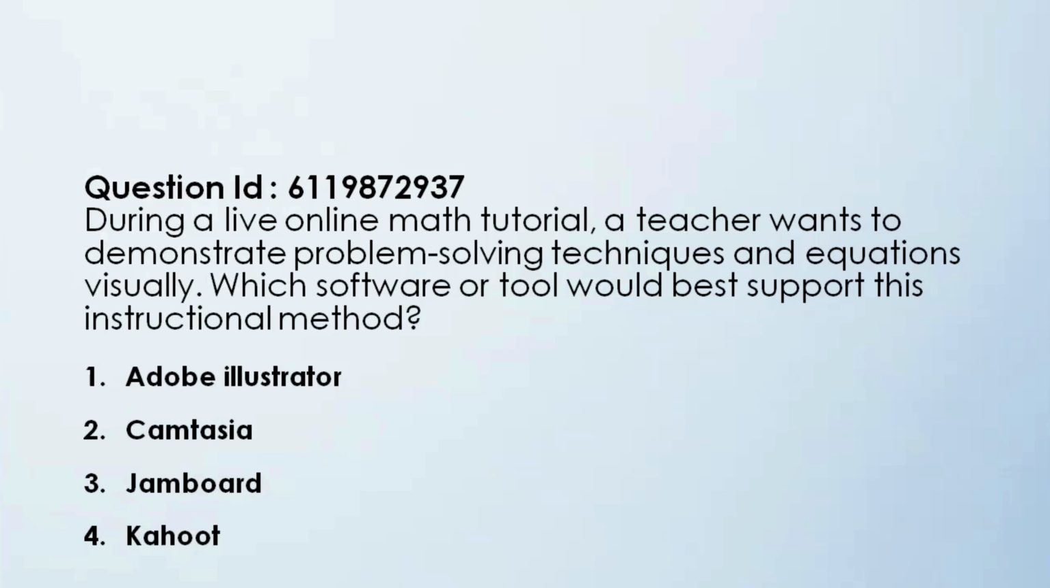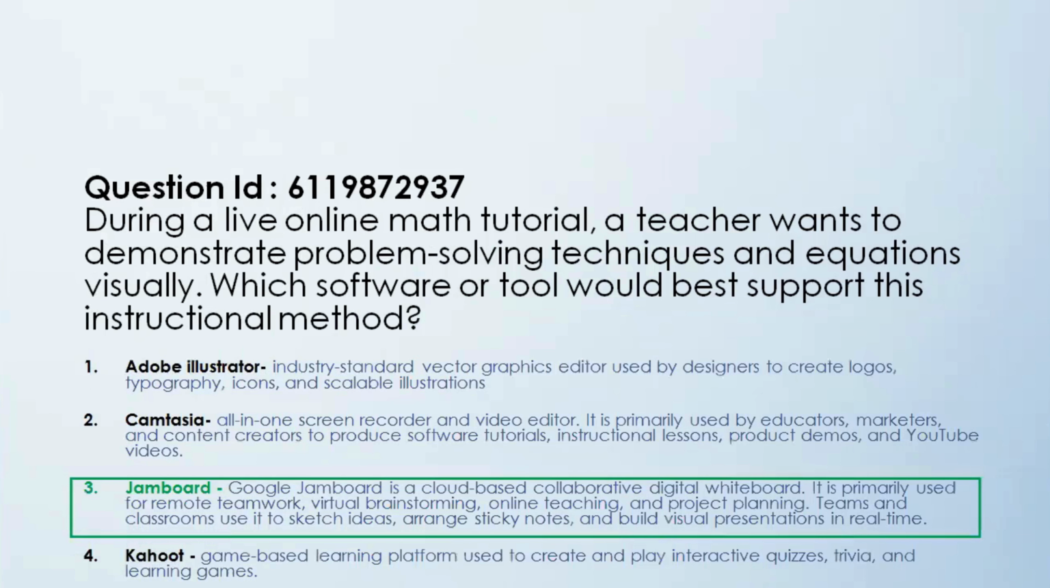Okay, I hope you have chosen the answer. The correct answer, of course, is Jamboard, which is also Google Jamboard. It's a cloud-based collaborative digital whiteboard. It's like a blackboard in the class, but digitally, so it's called whiteboard. It's used for remote teamwork. Somebody can write on the whiteboard, move on to different screens. It can be used to sketch ideas, arrange sticky notes, and build visual presentations.